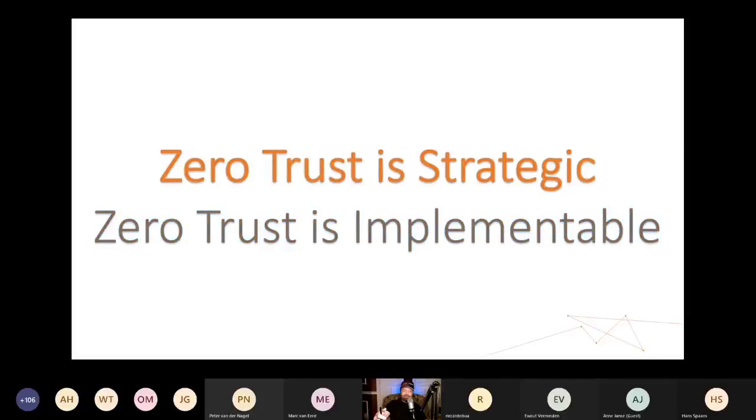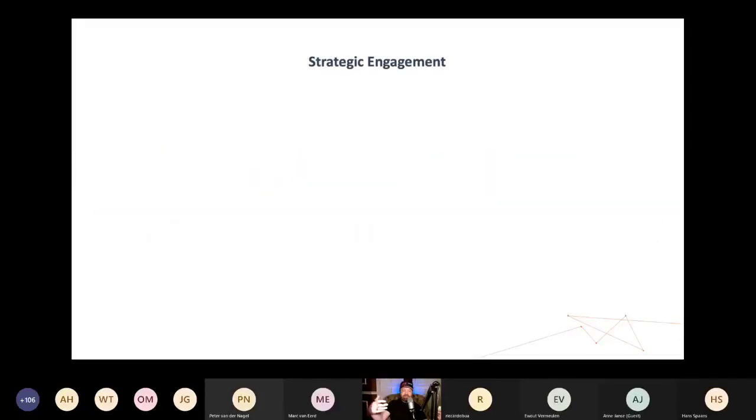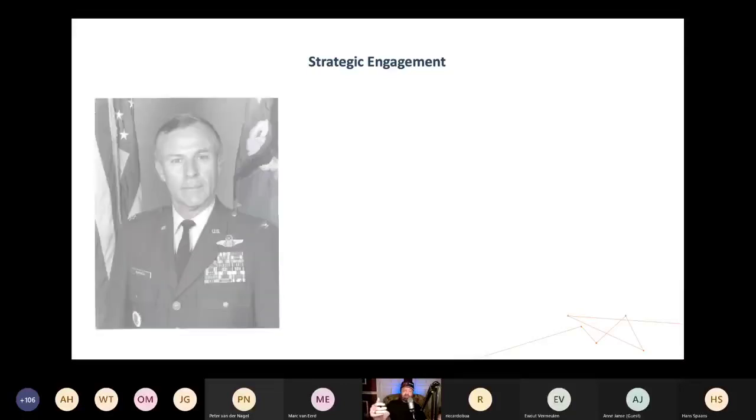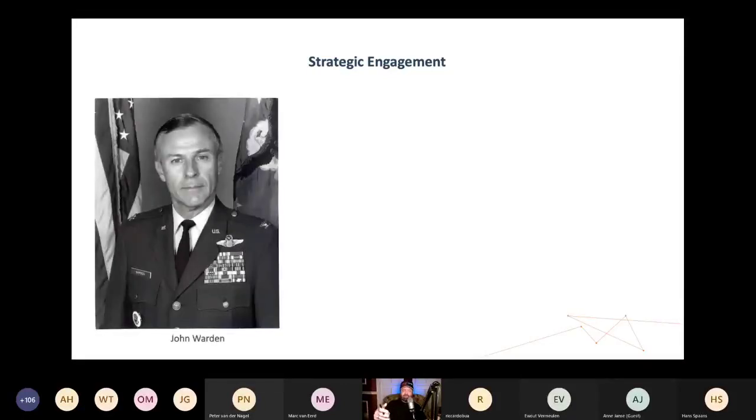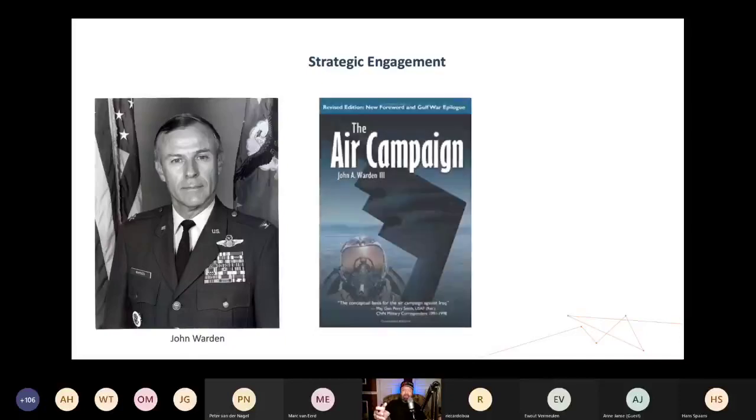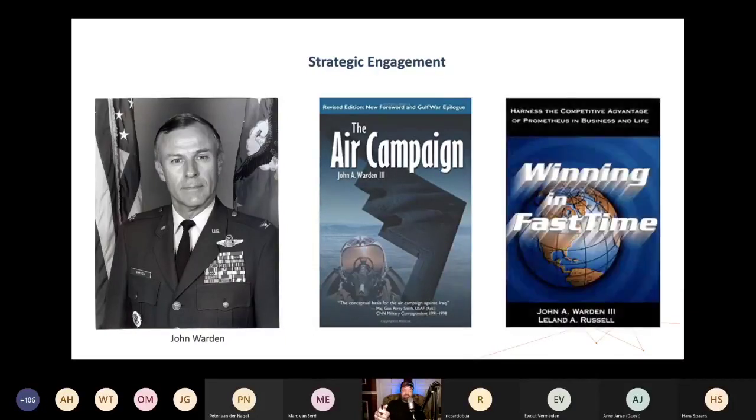So let's look at the strategic aspect, right? What I wanted to bring to cybersecurity when I first started this journey in 2008 was the idea of strategic engagement. And I learned about strategy from this man. His name is Colonel John Warden. He was the chief strategist for the first Gulf War. So in 1990, 1991, there was a war in Iraq called the First Gulf War. He was the strategist for it. And he is a well-known military strategist, but he adapted that to business. And that's where I started working with him.